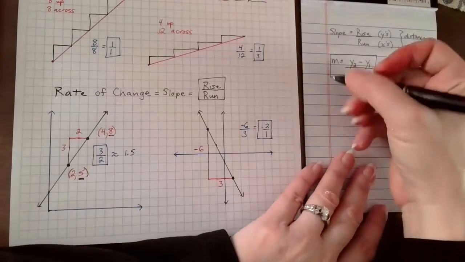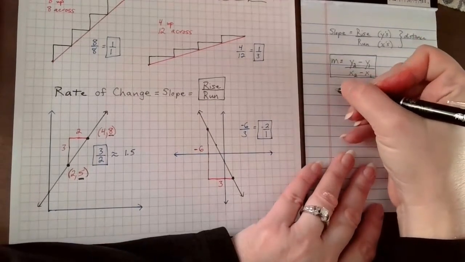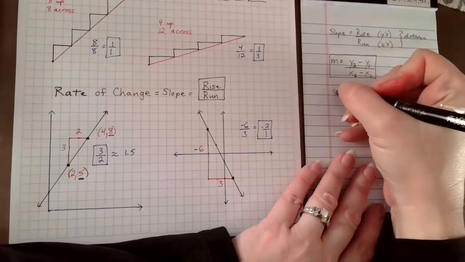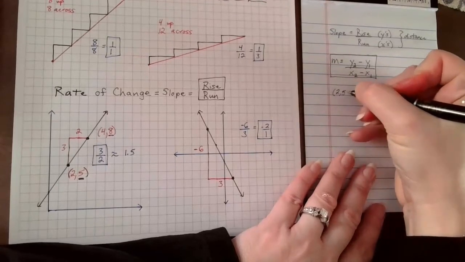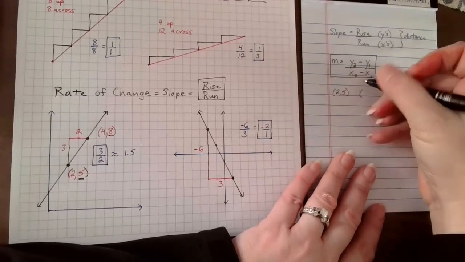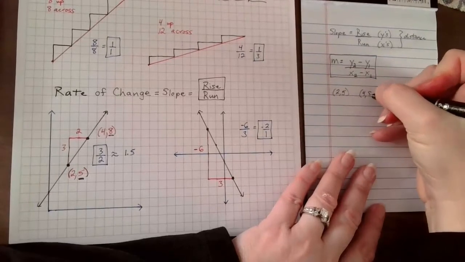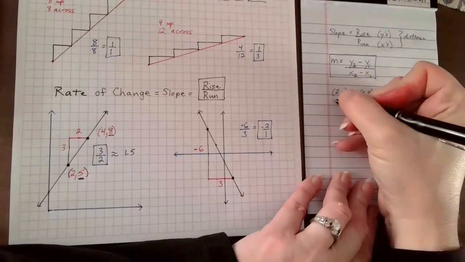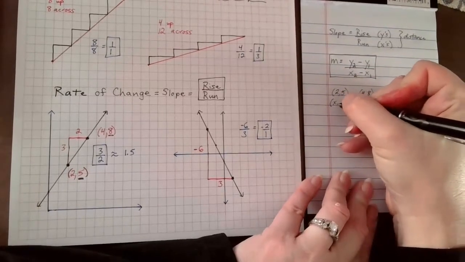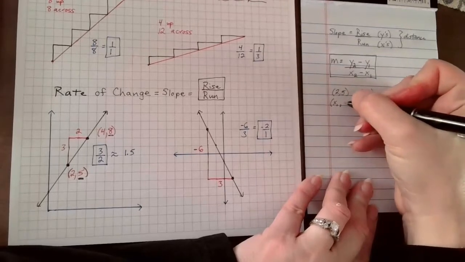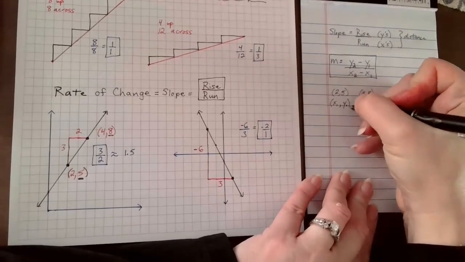So it's kind of like we're saying, okay, here's my one point. My one point is (2, 5). Here's my other point, which is (4, 8). And we're saying this was my first point, so this is my first x, comma, and my first y.